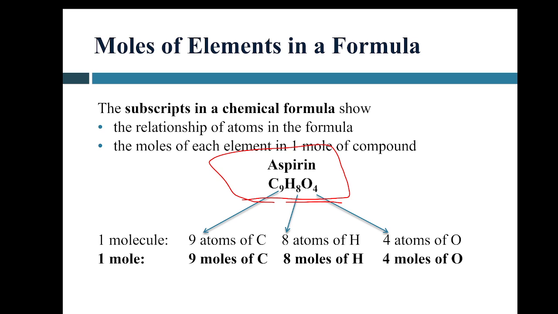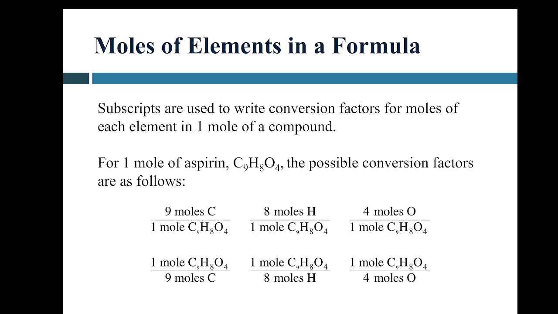If I were to say C18H16O8, would that still be aspirin? No, that would not be aspirin, despite the fact that that's just 2 times each of those numbers, right? That'd be a completely different compound. So subscripts are going to be used to write conversion factors for moles in each element. Right here we're writing these as conversion factors. So there are 9 moles of carbon in 1 mole of aspirin, just like in 1 atom of aspirin there are 9 atoms of carbon, right?